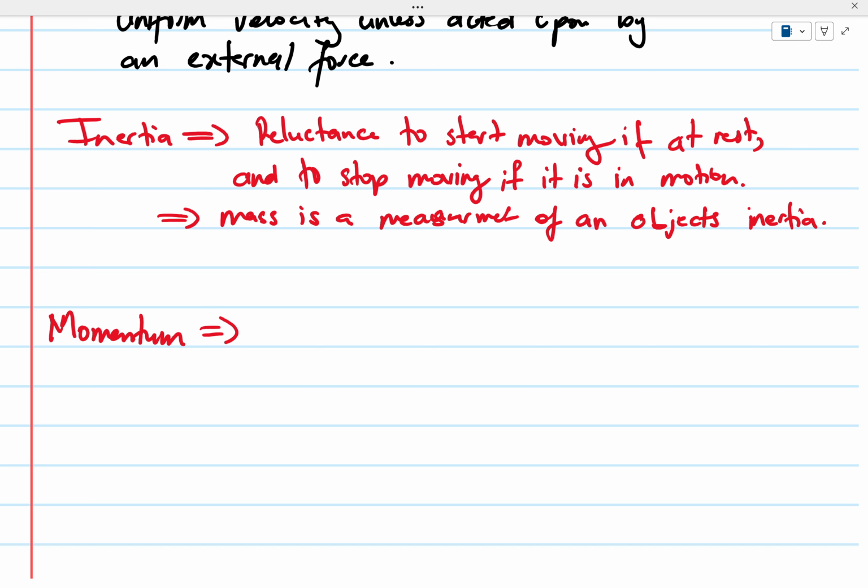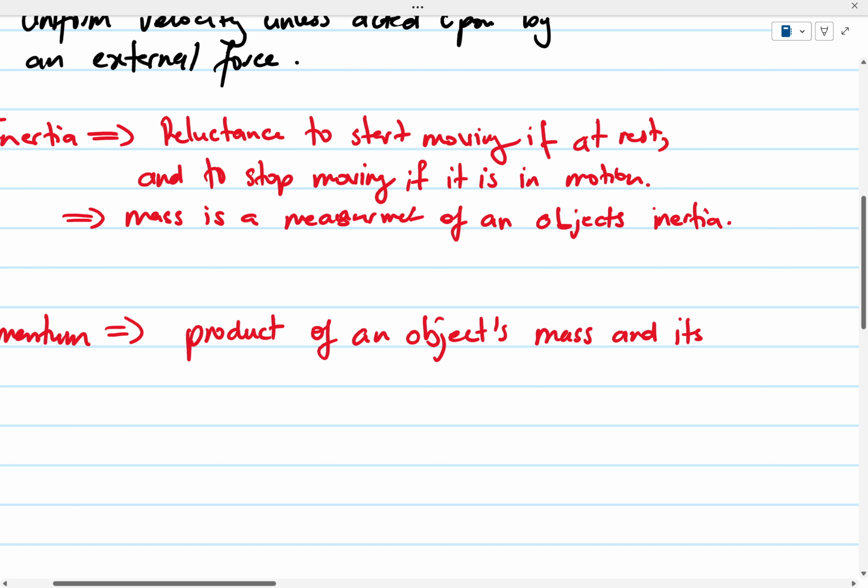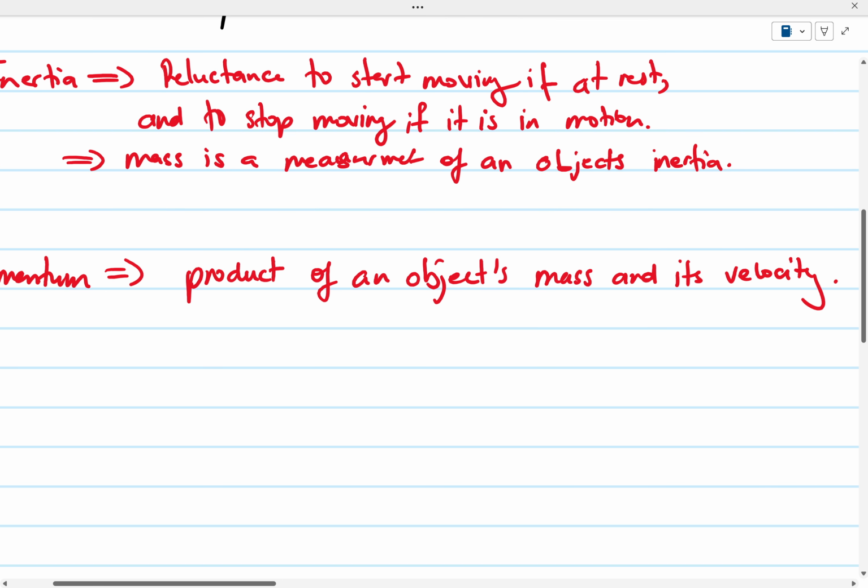But momentum, really and truly, is the product of an object's mass and its velocity. That's what it is, right? It is usually represented by p equals mv, and the SI units for momentum are what? Anybody?